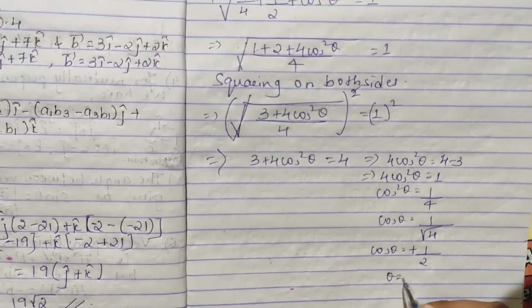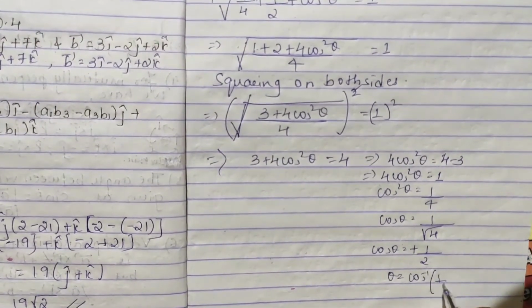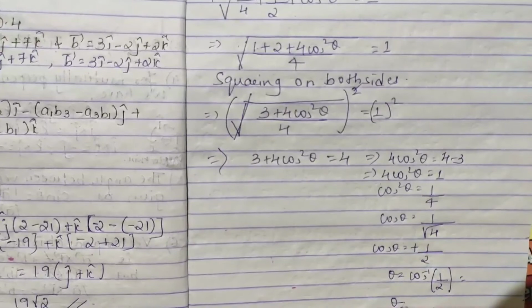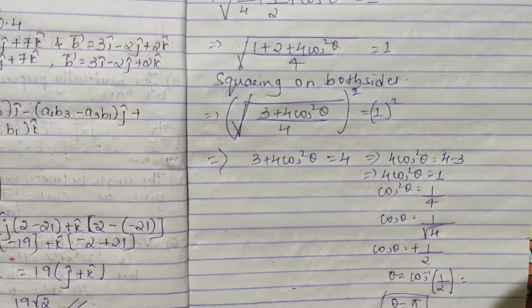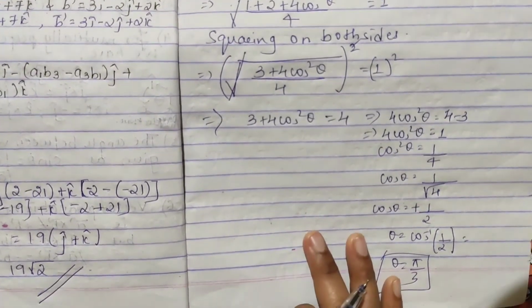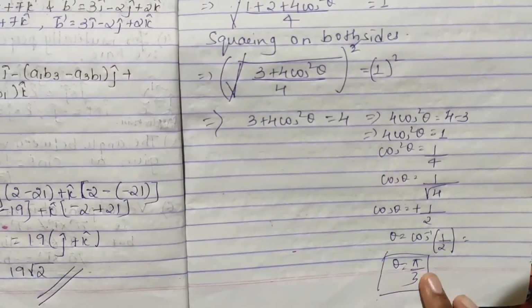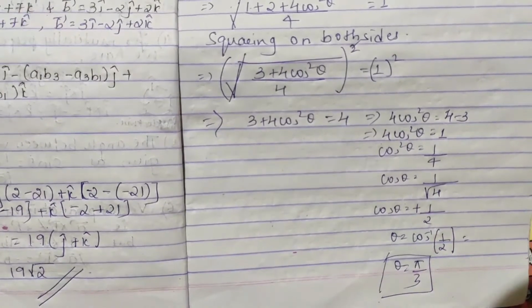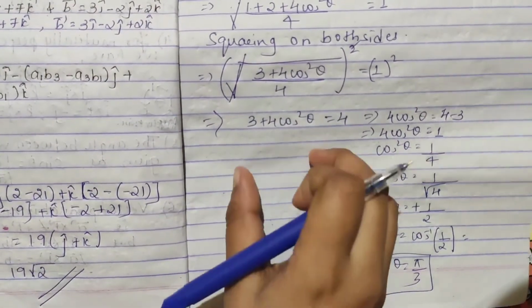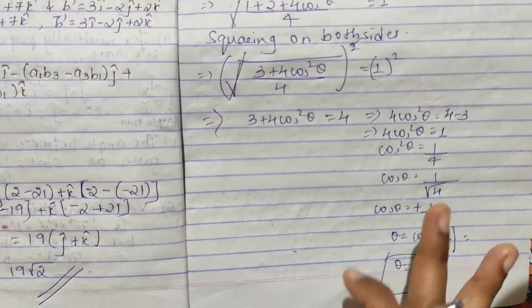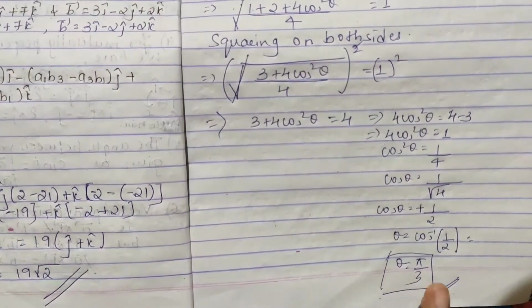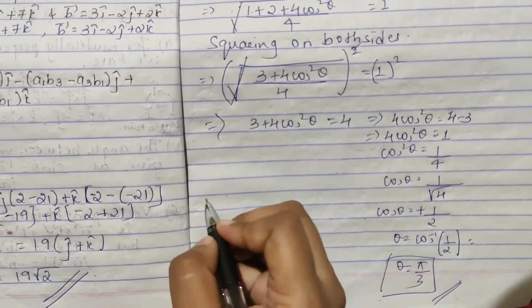So theta will be what? Cos inverse of 1 by 2. 1 by 2 comes at what? Pi by 3, right? Cos pi by 3 is 1 by 2. So cos inverse of 1 by 2 is pi by 3, so your theta value is pi by 3. Okay, you can write this whole thing in your notes properly. So theta you have got.